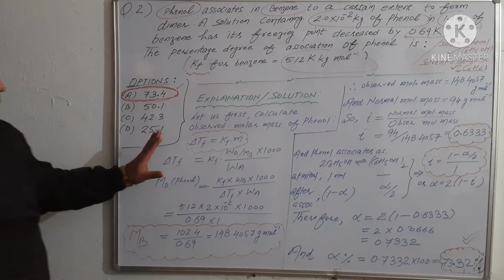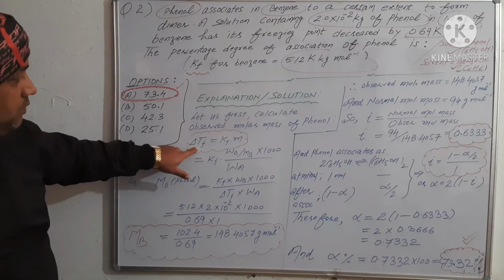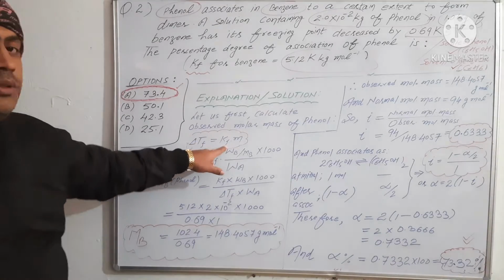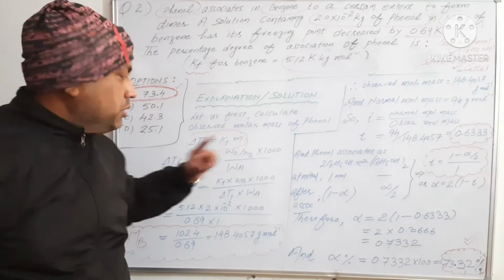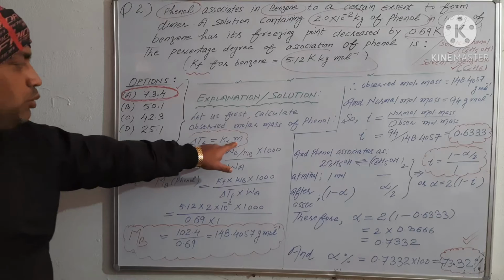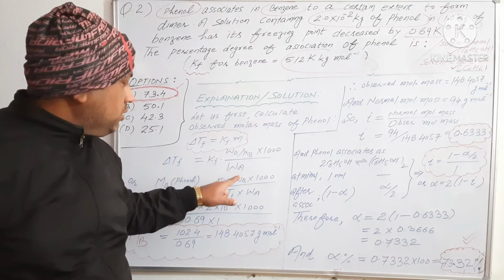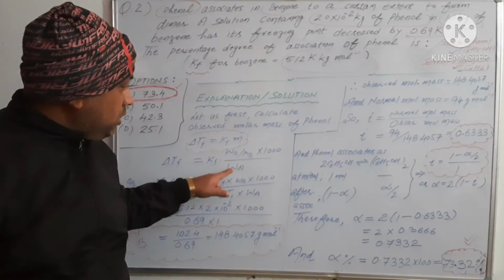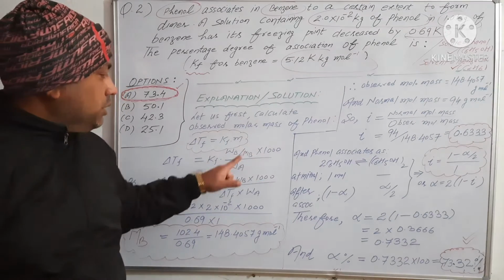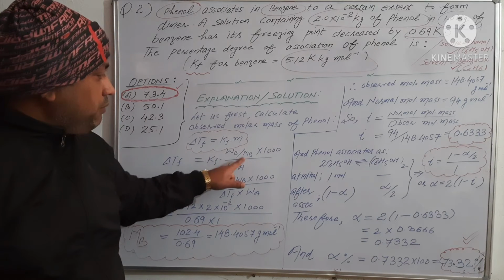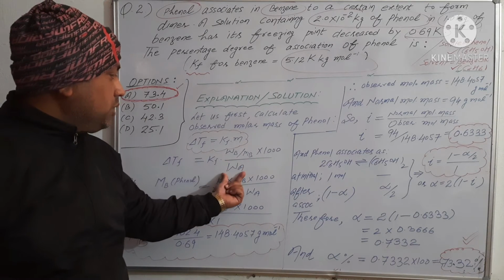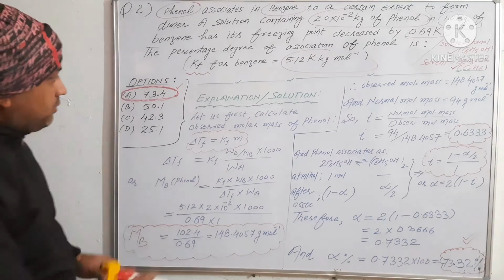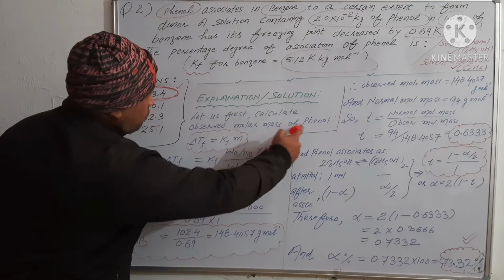First of all we must know the formula: the depression in freezing point ΔTf is equal to the cryoscopic constant into the molar concentration. By interchanging this we can write the molar concentration as the number of moles divided by the amount of solvent in kg, represented by WB, MB for the number of moles, and the amount of solvent in kg. So after rearranging we first find the molecular mass of phenol.